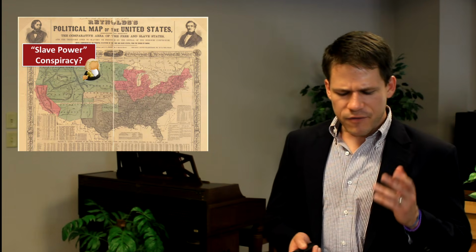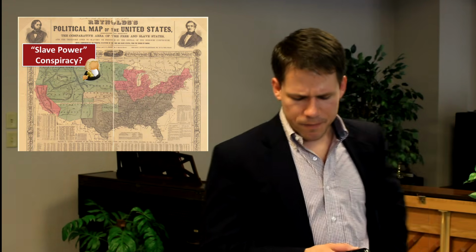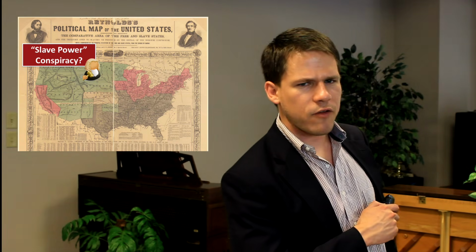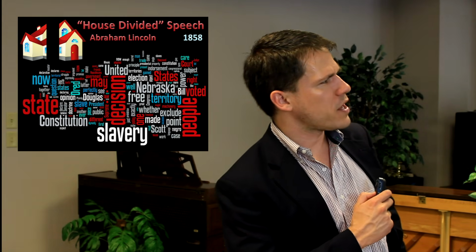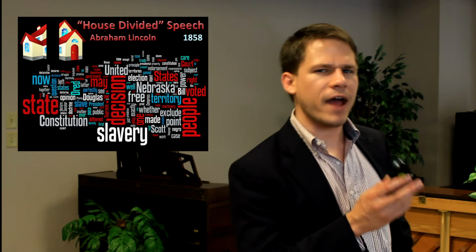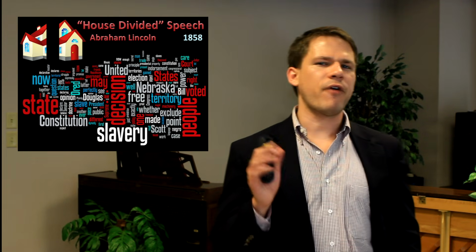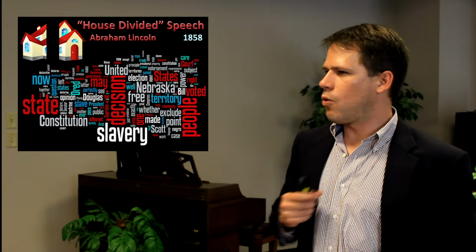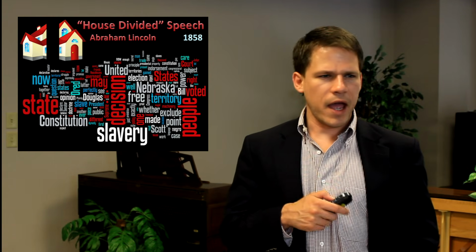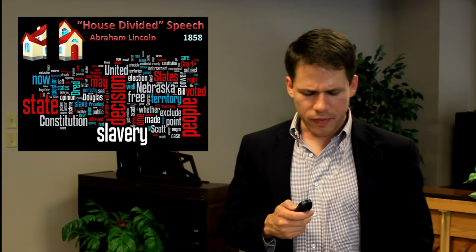So you have this idea of a slave power conspiracy. All right, and a lot of people are really distrusting each other. And Abraham Lincoln gives his House Divided speech, where he says a house divided against itself cannot stand. And we start to see a lot of either-or reasoning here. And the lines are being drawn there.